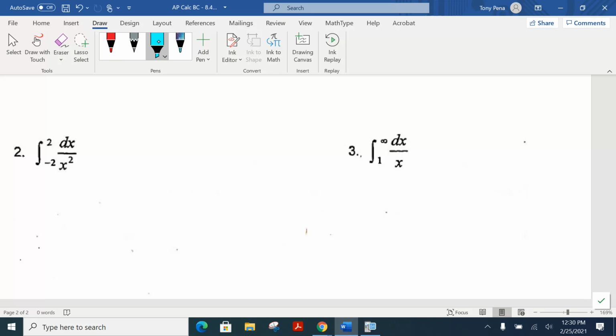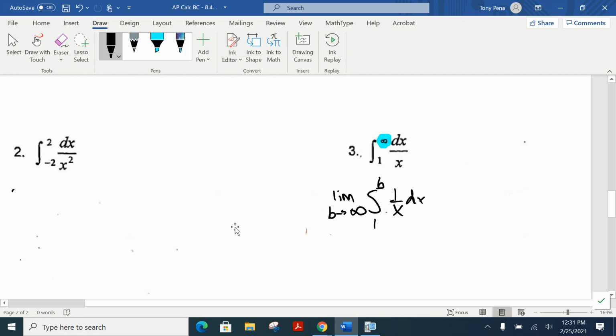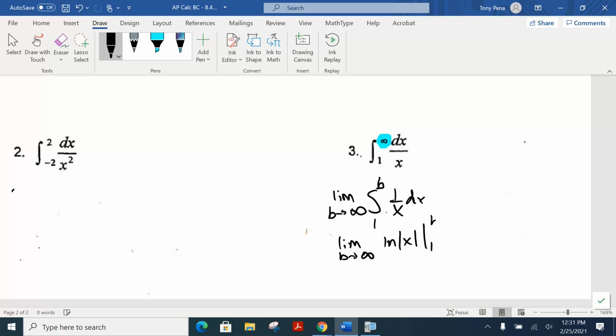This is the opposite problem, where you have your infinity here. Same exact process. Infinity is not a number, so we can't evaluate a definite integral. A definite integral means we have finite numbers. We don't have a finite number here. So that's going to be our b. And what we're instead going to do is evaluate this integral as a limit. What value do we approach as our b gets larger and larger and larger? Simple antiderivative here. That gives us the natural log absolute value of x from 1 to b. Plug in upper minus lower.